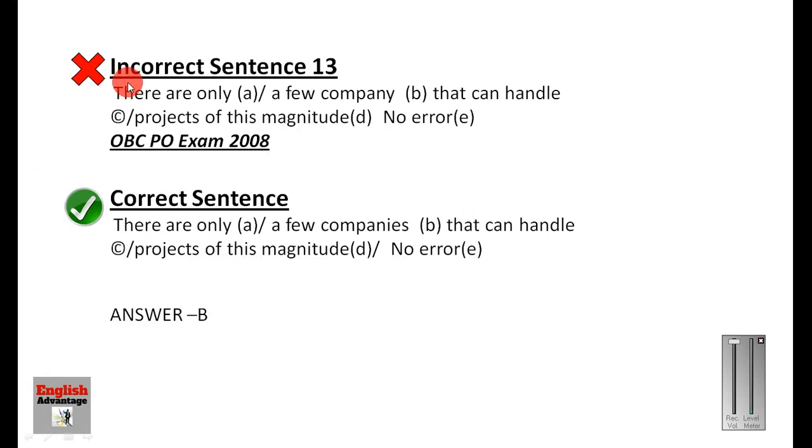Now let us see the next question. There are only, till here this sentence is correct. There are only a few companies. It should be a few companies because a few means some. So this noun should be made plural here. This is wrong here. So a few companies. So the answer would be B because the problem lies in the B part. So the answer would be B.